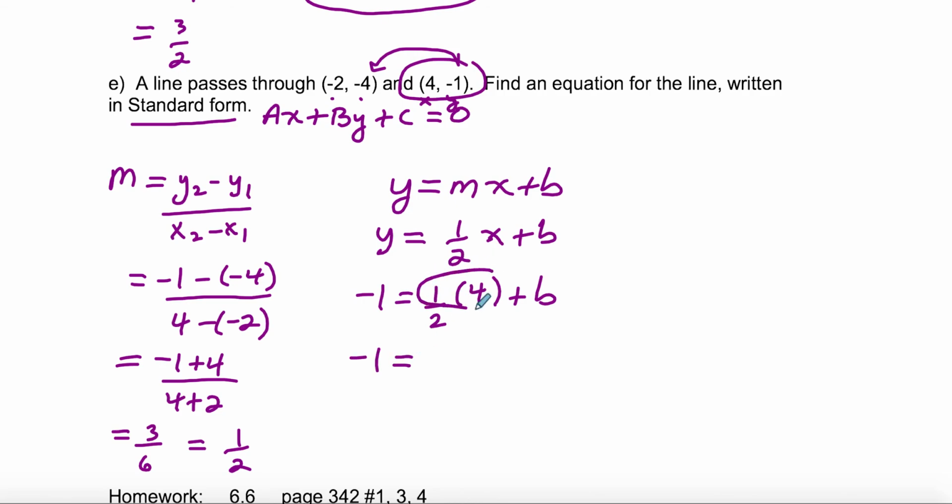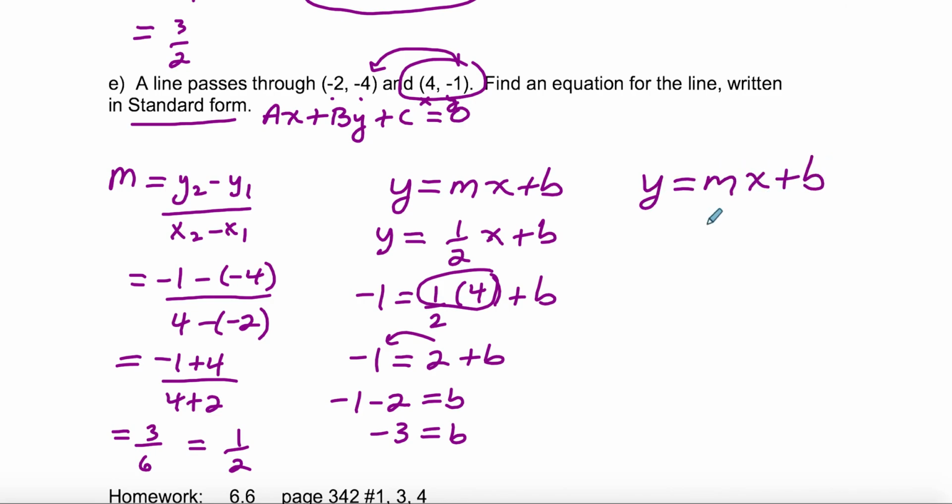4 times 1 is 4, divided by 2, that's 2. Move the 2 to the left, so that'd be -1 minus 2. So that's -3. So I have an m and I have a b, so I can write my equation for my line. Now that I know the slope is 1/2 and the b is -3.